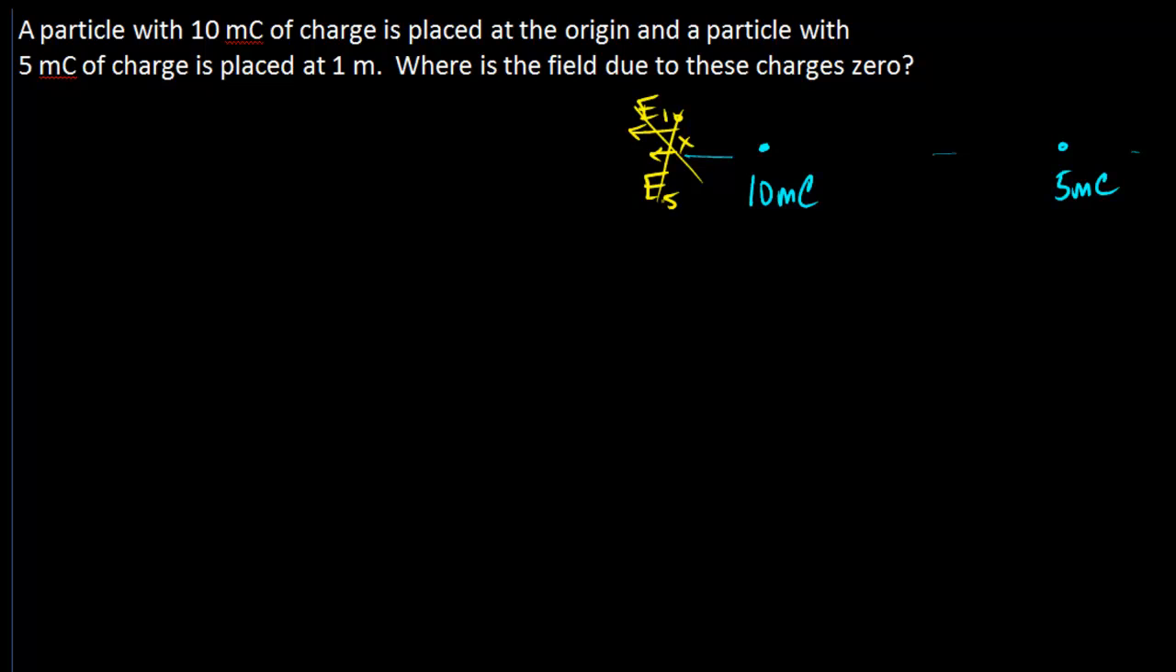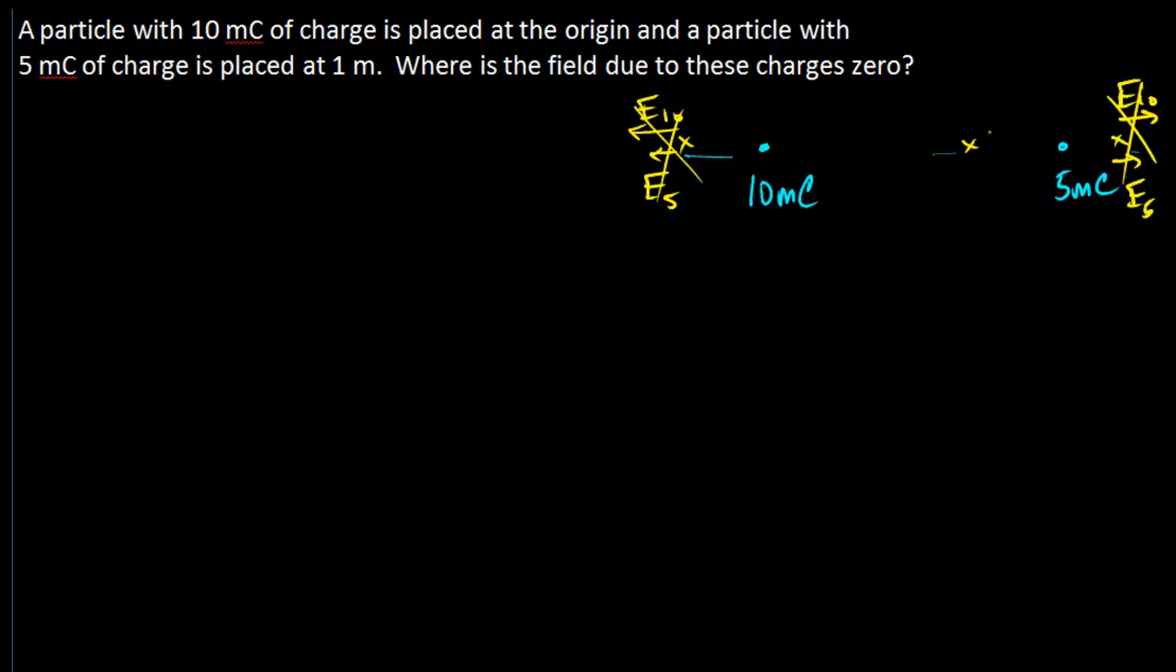If we look at the right of our charges, over here somewhere, we're going to get a field to the right due to the 10, and a field to the right also due to the 5. Again, because both fields are in the same direction, they cannot cancel each other out, so this is no good either. So that means our answer must lie in the middle somewhere. So I'm just going to pick a position. Let's just say here's where our guess is.